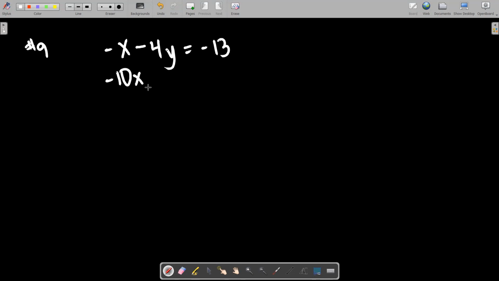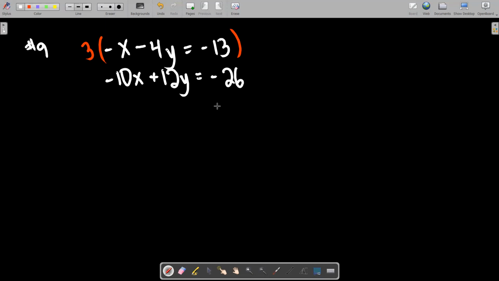And you can make this a level 2 by either attacking the x's or the y's. I probably don't have to explain this to you, but I hope you agree that the y's are a better choice. A, you have to multiply by less if you kill the y's, and B, the y's are already sign cooperative. They're already negative positive for us. So I hope you agree that we're going to multiply the top equation by 3 and then just leave the bottom one alone. You good with that?